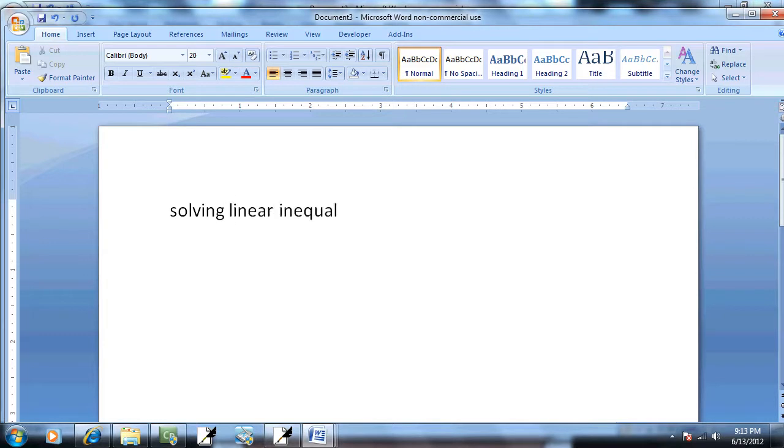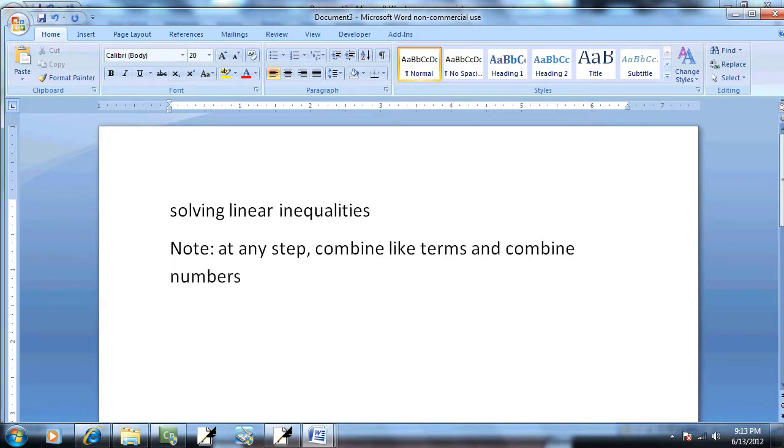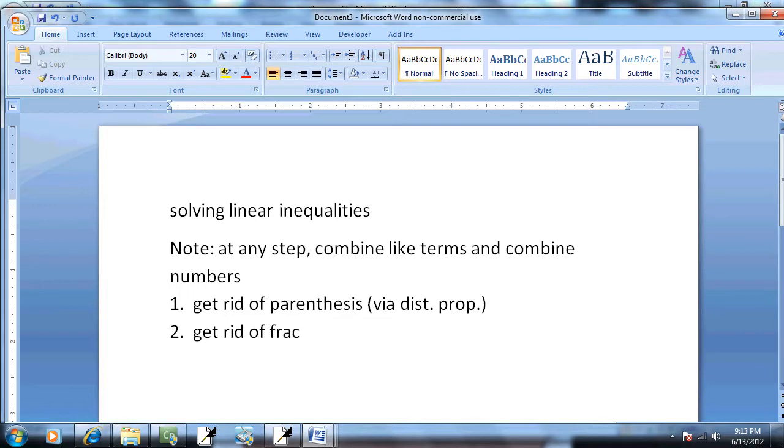Solving linear inequalities. We have our note up at top. At any step, combine like terms and combine numbers. Step 1, get rid of parentheses. We do this via the distributive property. Step 2, get rid of fractions. Multiply everything by the LCM of all the denominators.